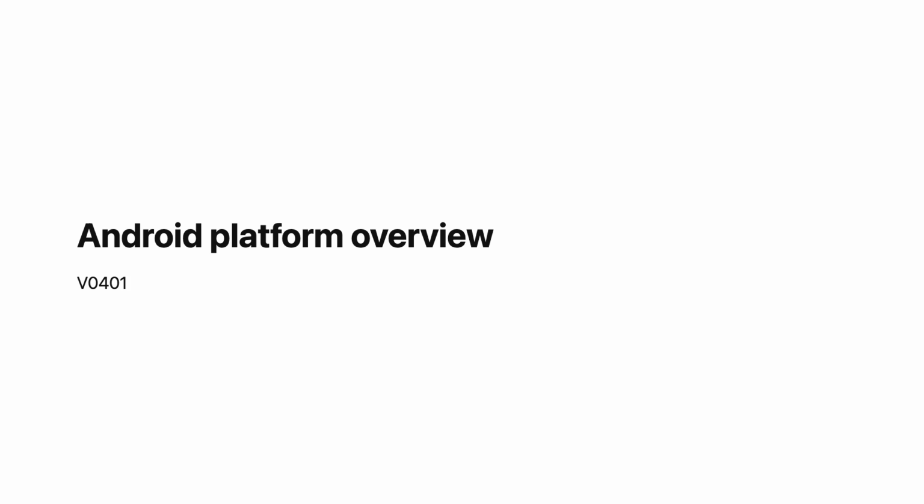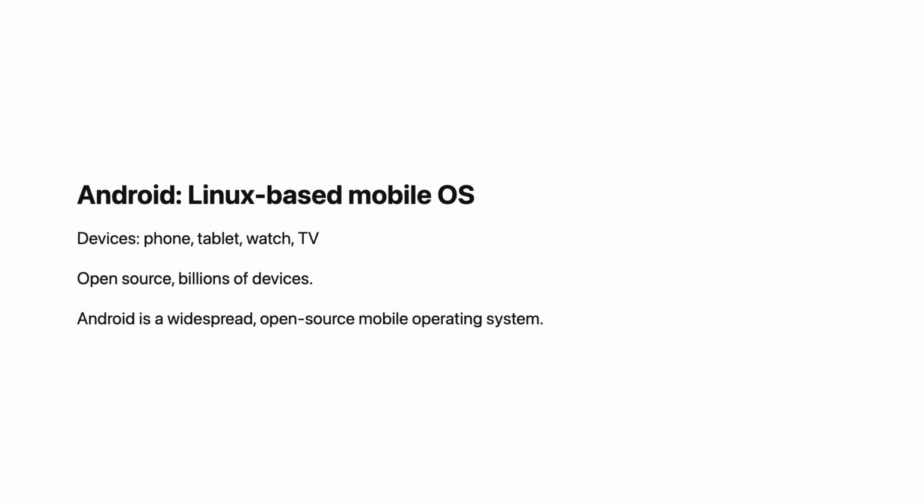Android is a Linux-based operating system. It runs on phones, tablets, watches, TVs, and cars. Billions of devices worldwide use Android. Android is open source. The core platform is maintained by Google. Device manufacturers customize it. As a developer, you write applications that run on Android.